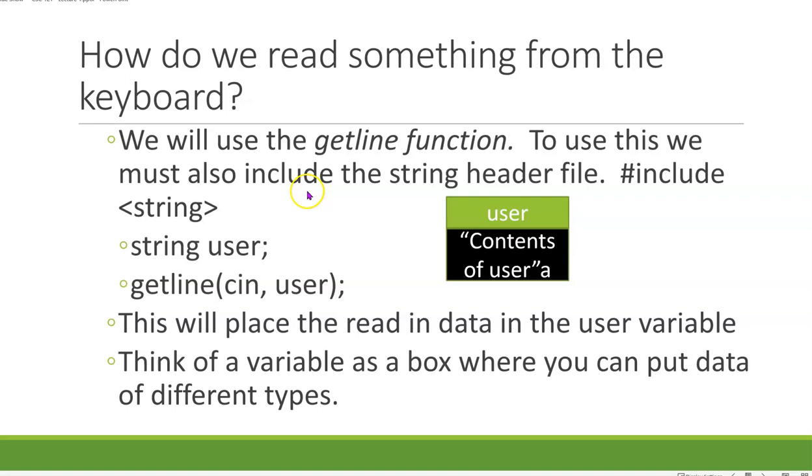How do we read something from the keyboard? Well, we're going to use the getline function and introduce the concept of a string. A string is a collection of letters, numbers, and words. It's something you might type on the keyboard. So we declare a variable string user because every variable has a type. And then we say getline from cin, the user. This will place the read-in data from the keyboard in the user variable. Think of a variable as a box where you can put data of different types in.